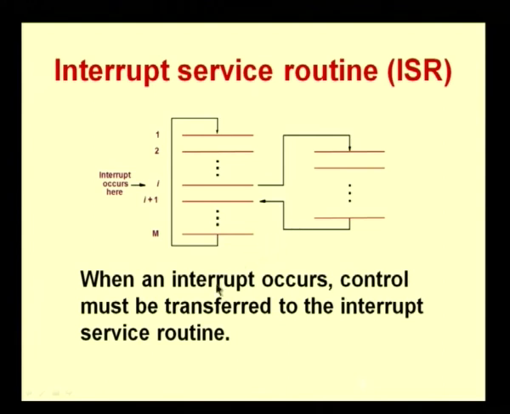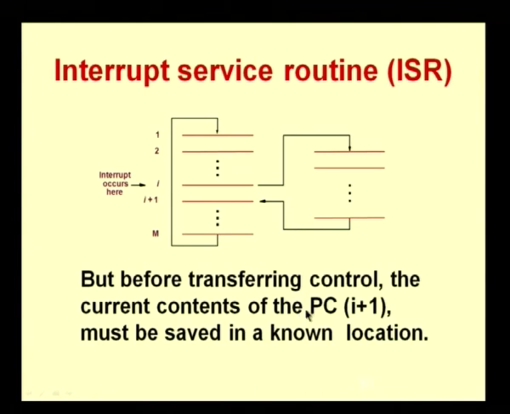Okay. Now when you transfer control to this interrupt service routine, how do you normally transfer control? It is done normally by changing the contents of the program counter. Remember, our program counter is the one which keeps track of which instruction is currently being executed. So when I want to branch off to another routine, the interrupt service routine, we need to change the contents of the program counter.